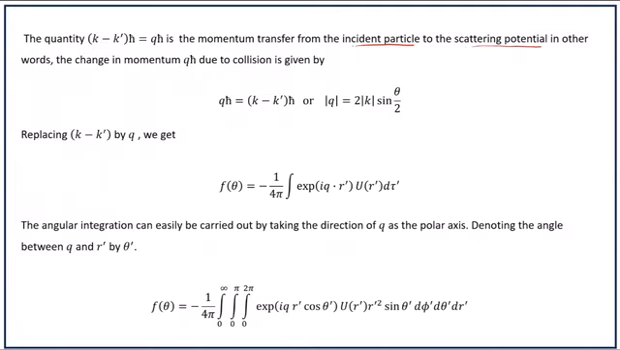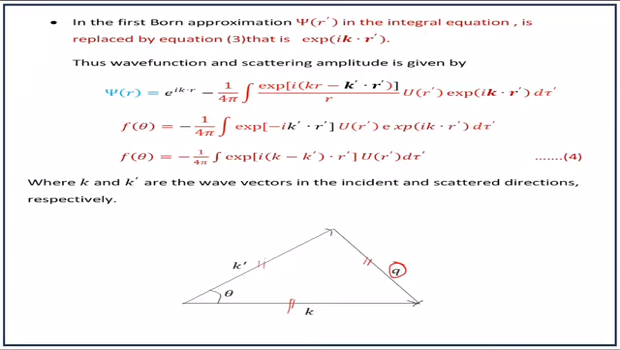k h cross is the momentum of the incident particle. k dash h cross is the momentum of the scattered particle. So q h cross is the transfer of momentum from the incident particle to the scattered particle. q h cross is equal to k minus k dash times h cross, where q is given by this. k minus k dash is replaced by q, so it becomes this. k minus k dash has been written as q.